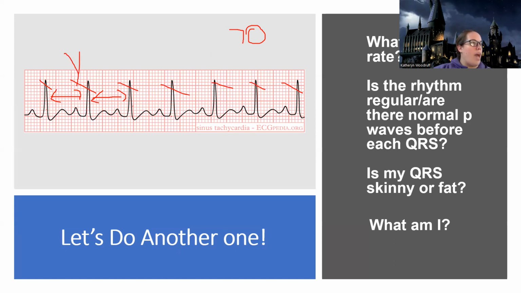Is my QRS skinny or fat? You might sit there and think, oh, it looks kind of fat. No, this is a skinny QRS. It's not very wide. It's only like 2 boxes wide. So we are looking at a skinny rhythm. I have all my parts, P wave, QRS, T wave. I have a normal rate, normal rhythm. So if everything is normal, then what do I have? Dramatic pause, normal sinus rhythm. You wouldn't think I would throw a normal one in there, would you? I sure did. All right, let's do another one.